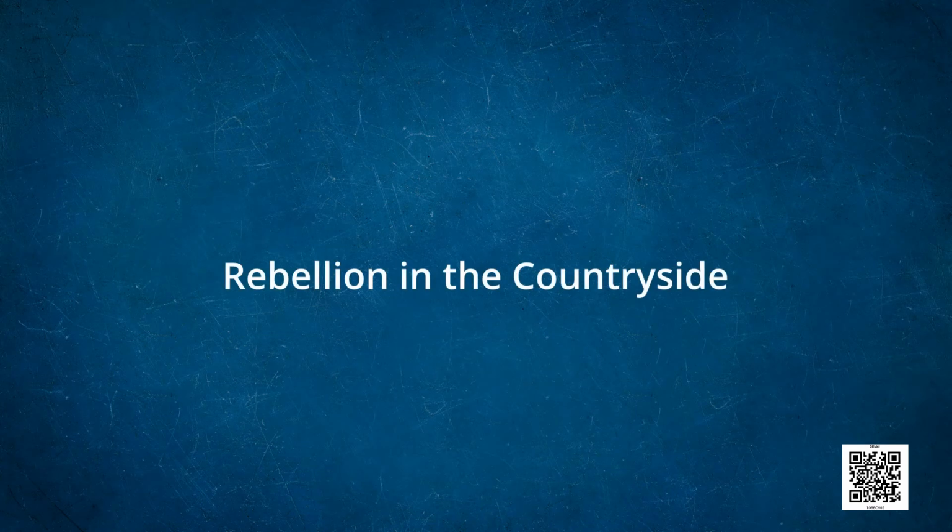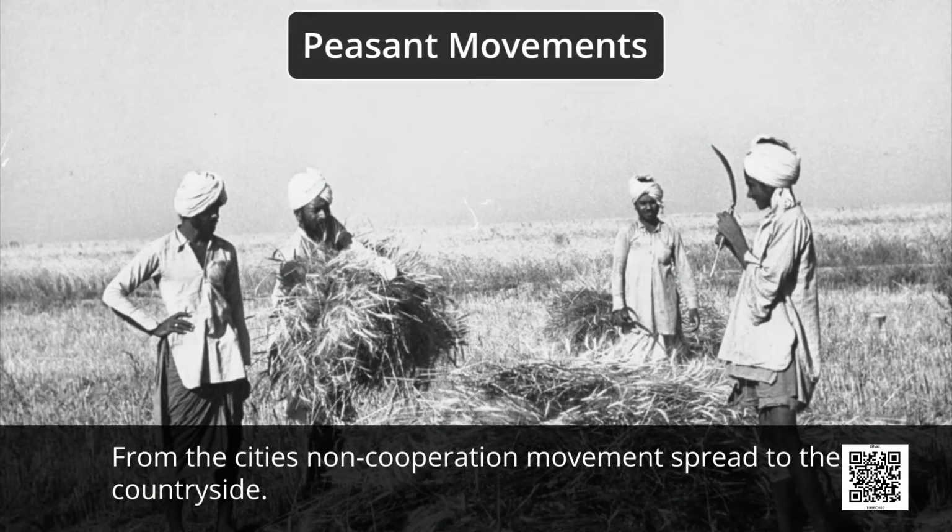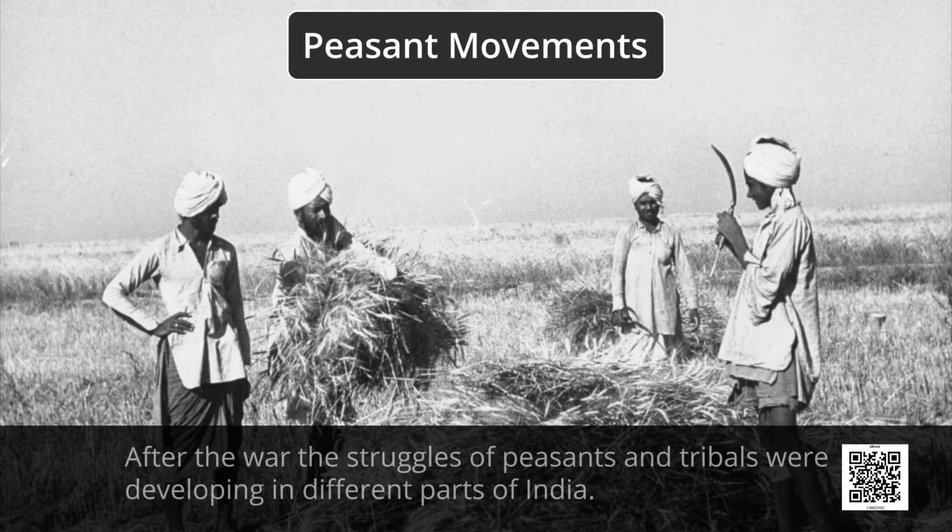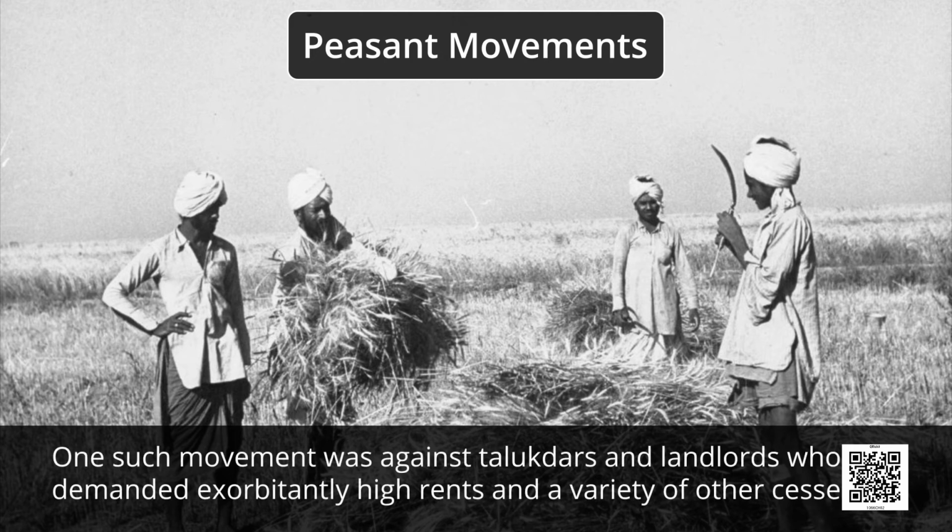Now we will look at what happened in the countryside, means villages or the rural areas. From the cities, the non-cooperation movement spread to the countryside. After the war, the struggles of peasants and tribals were developing in different parts of India. One such movement was against talukdars and landlords who demanded exorbitantly high rents and a variety of other cesses.